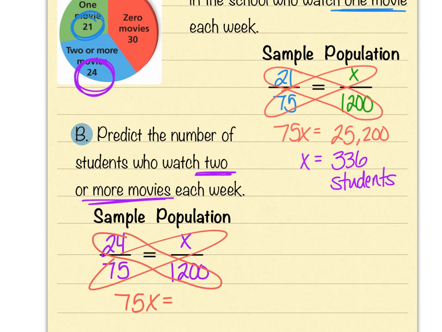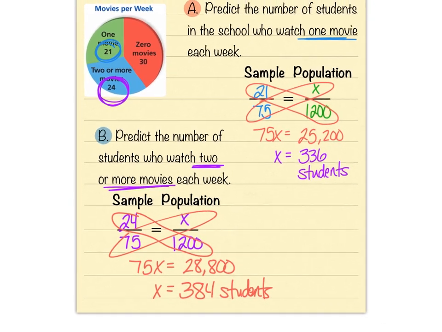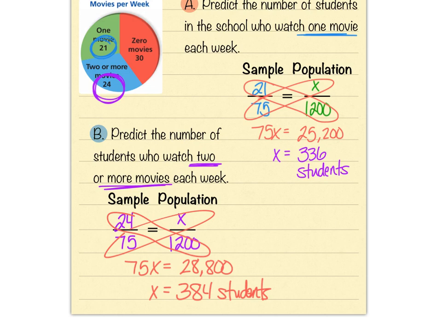24 times 1,200 is 28,800. That's a comma there. And then I'm going to divide by 75, and that's going to give me 384. That's more people, and that makes sense because more people in my survey, students, there we go, more people in my survey said that they watched 2 or more movies. Actually, a lot of people said they watched 0 movies in a week. That's crazy. I don't know how you could get by with doing that.